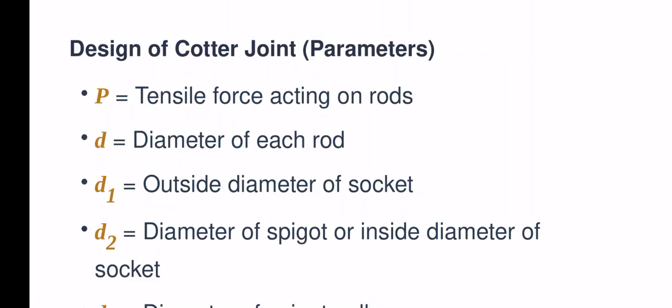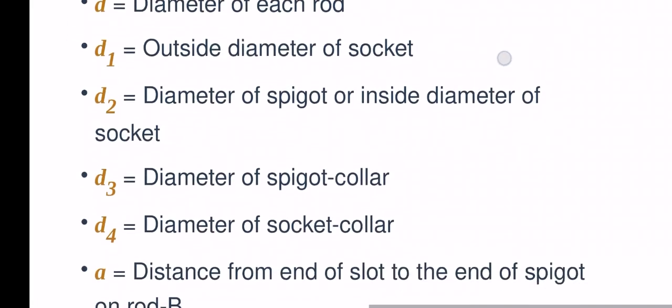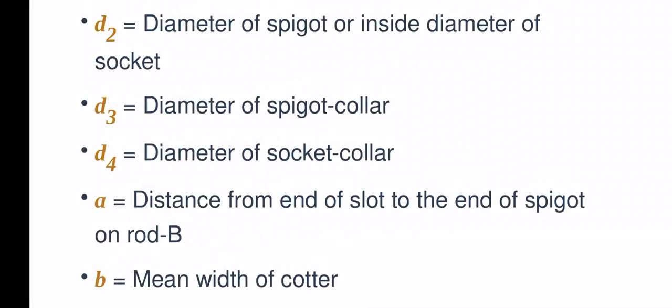Design of cotter joint parameters. P, tensile force acting on rods. d, diameter of each rod. d1, outside diameter of socket. d2, diameter of spigot or inside diameter of socket. d3, diameter of spigot collar. d4, diameter of socket collar.